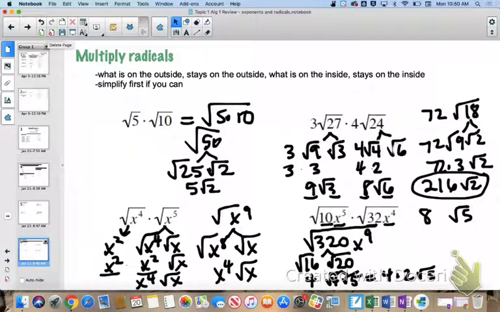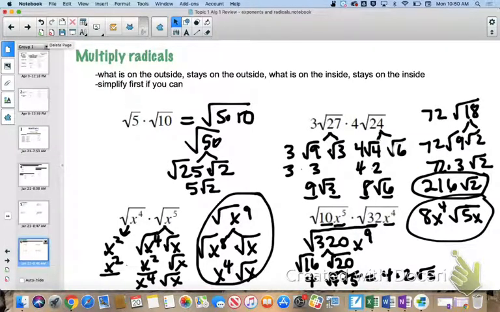Okay, and then x to the 9th. X to the 9th, we just did that over here, right? The square root of x to the 9th is x to the 4th root x. So that's going to be x to the 4th on the outside, x on the inside. Okay, so that would be that one.